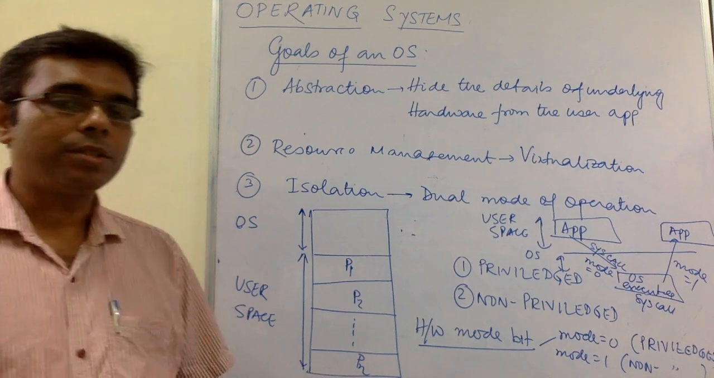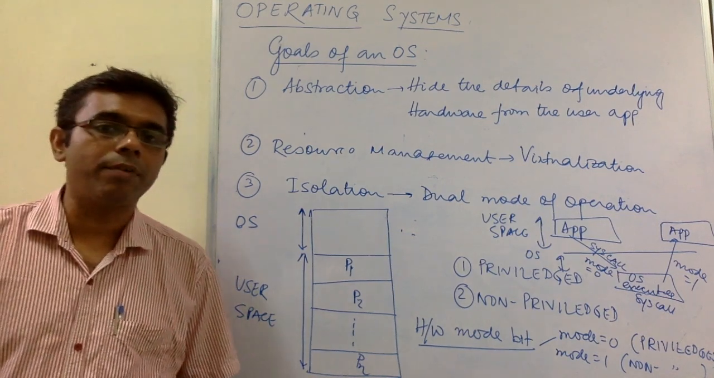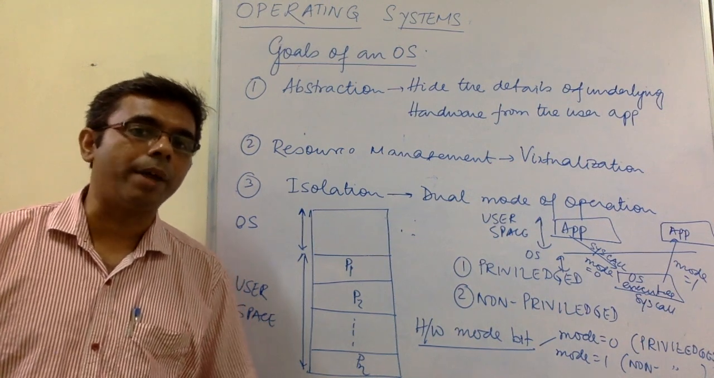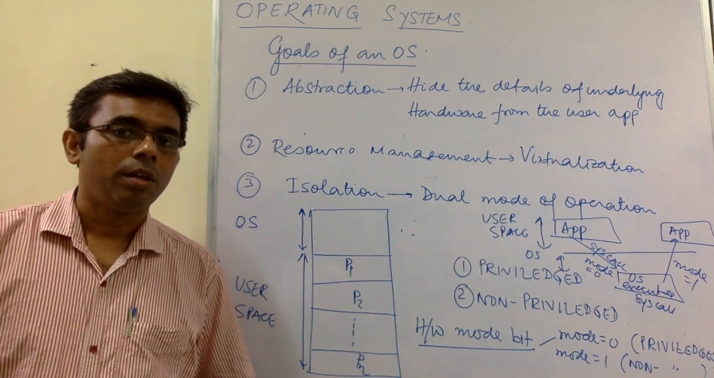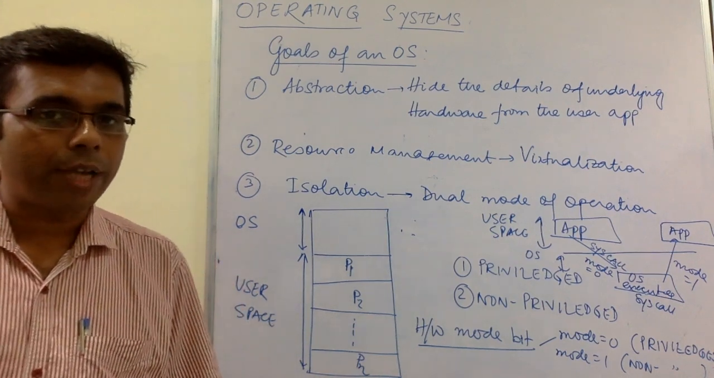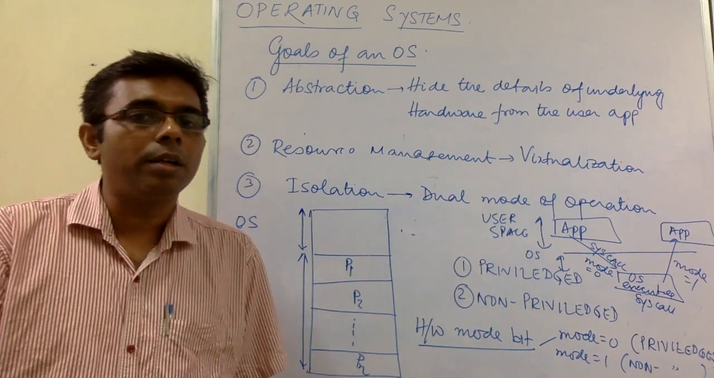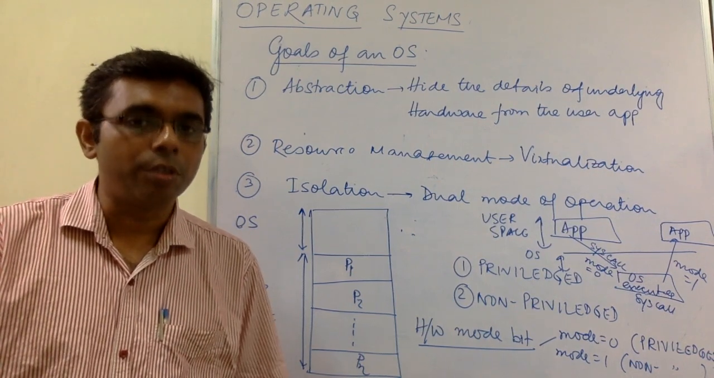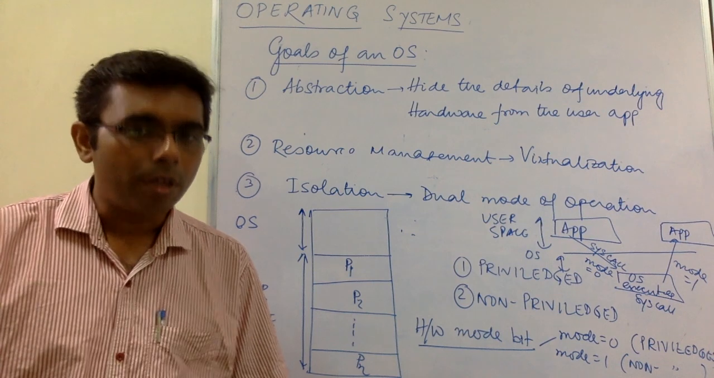Okay? Because the user applications do not have a privilege to execute those. It only has to be done by the OS. So what if that particular application wants to execute that? It has to request the OS to do it for that application.